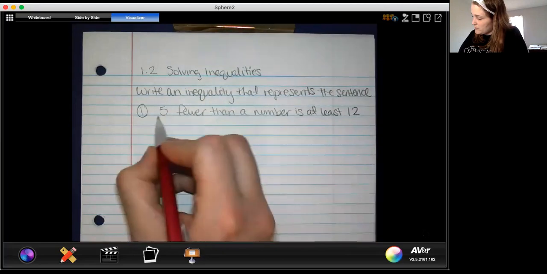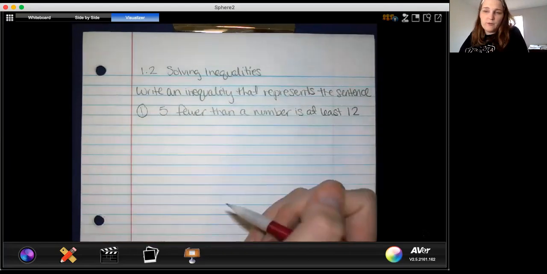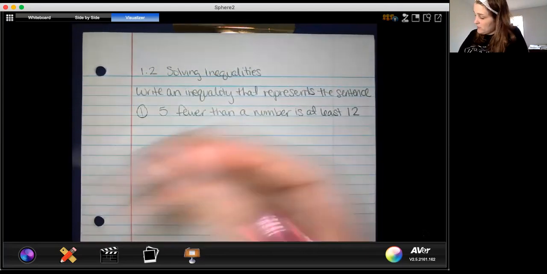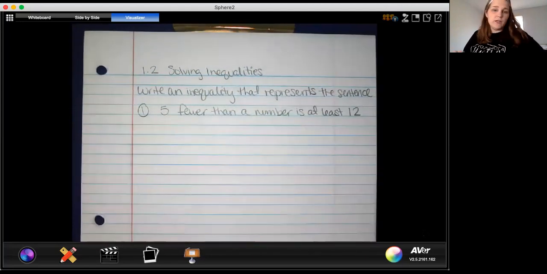So first thing we'll start with 5 fewer than. So 5 fewer than means that you are taking away from something else. What are you taking it from? You're taking it from a number.